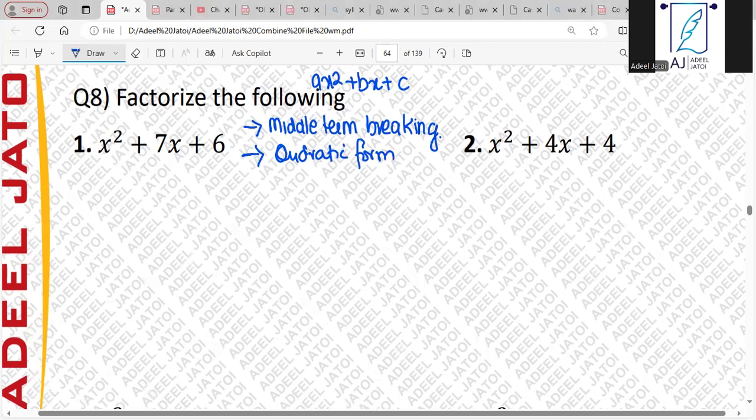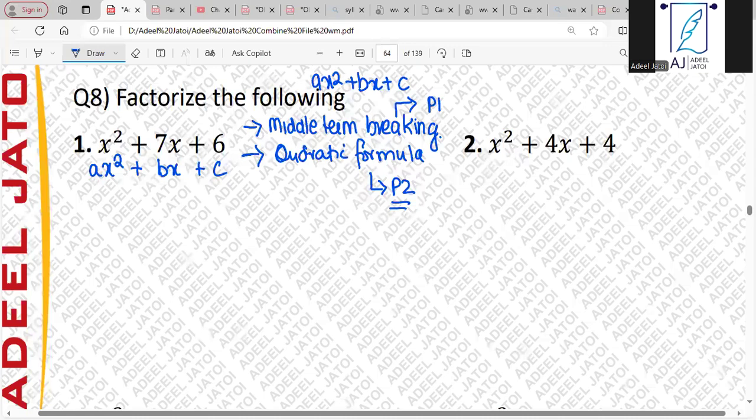Now, when we have the quadratic formula, that means the question will be from paper 2. When we are working with middle term breaking, that means it will be from paper 1, a non-calculator question. So remember one thing, when we are solving it, the form ax square plus bx plus c is very important. Since we have the form, we can utilize that.